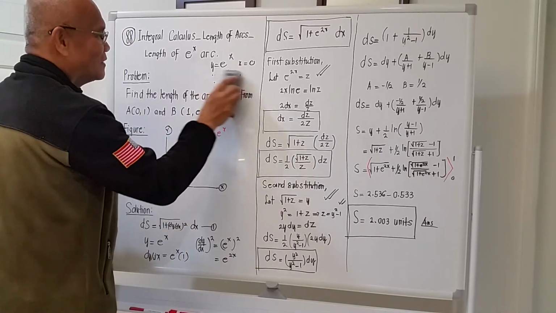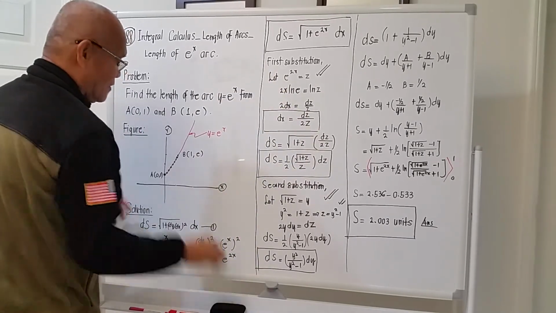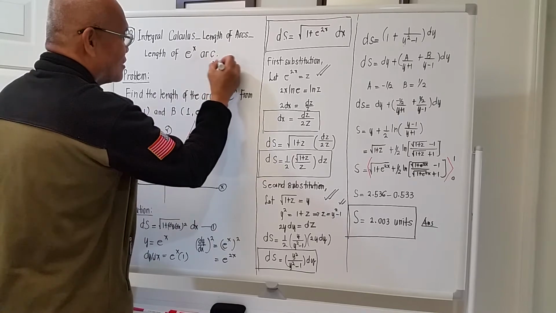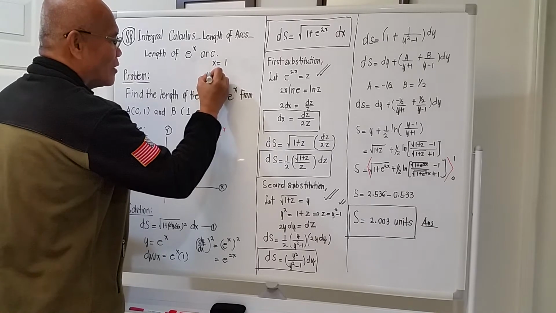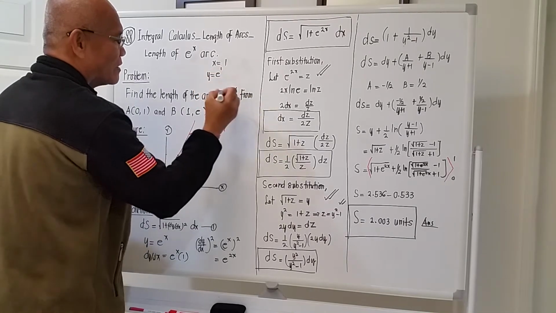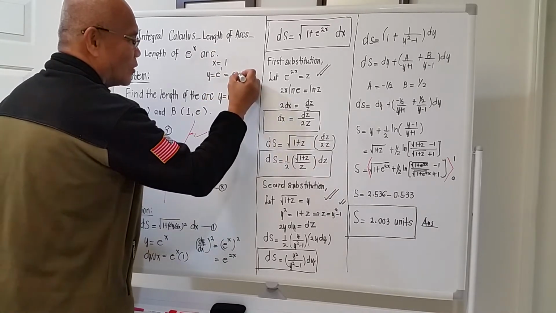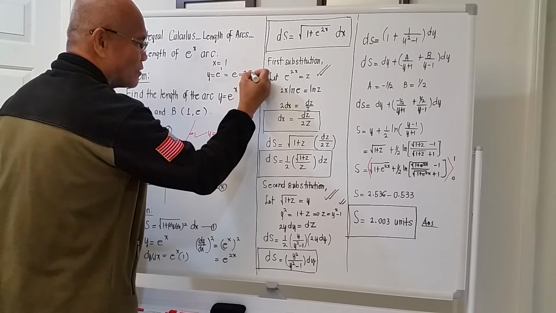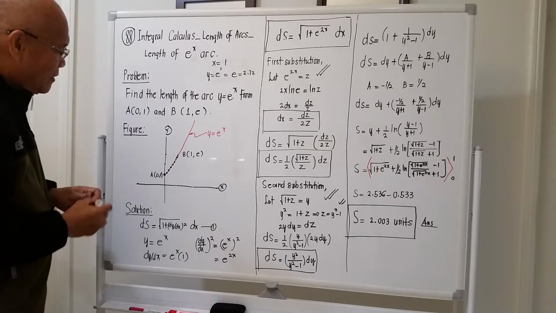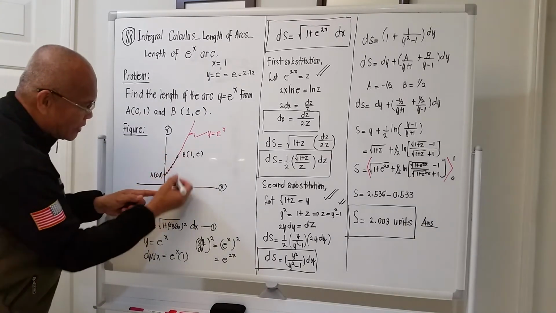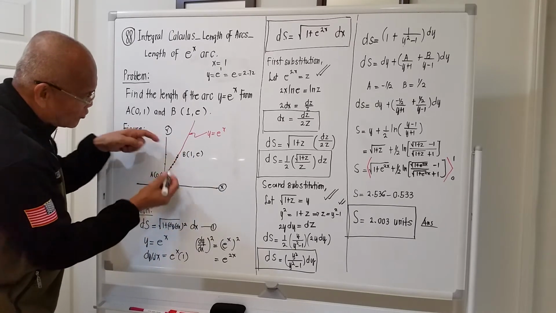Let's change the value. When x is equal to 1, what will be y? y will be equal to e to the first power. e to the first power is just e, and the value of this is approximately 2.72. If you bring out your calculator, 2.71828. Meaning when x is 1 unit, the value of y at that time is 2.72.